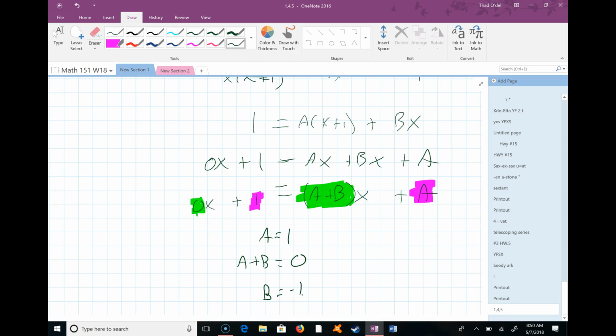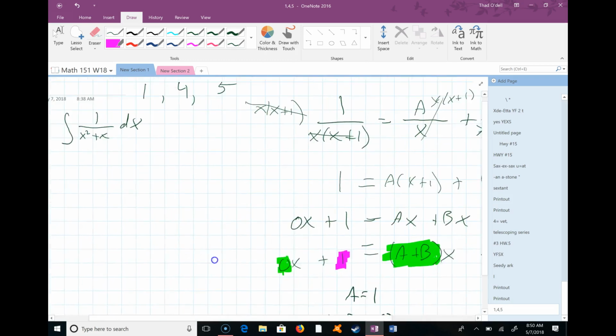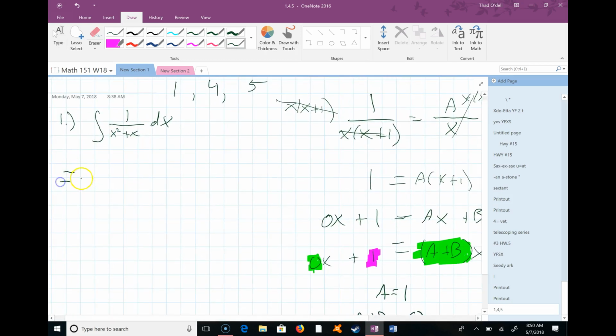Okay, so then we finally go back to the integral. So now that we got things figured out, we're going to say, well, this thing is actually equal to the integral of, let's see, a was positive 1, right? 1 over x dx plus the integral of negative 1 over x plus 1 dx. Okay, so I just took those two fractions that it broke into and wrote it as two different integrals. Because if I have an integral of something plus something, I can break that into two integrals, right?